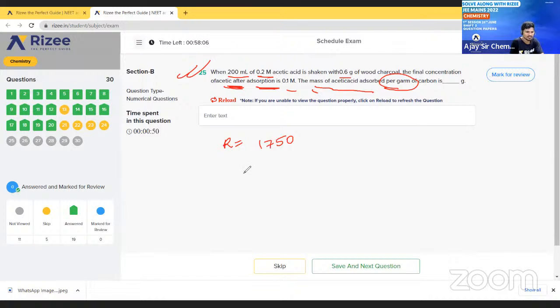1750. They have given a resistance. Do you understand? Resistance what? Generally 1750 ohms. Okay? Ohm. 1750.